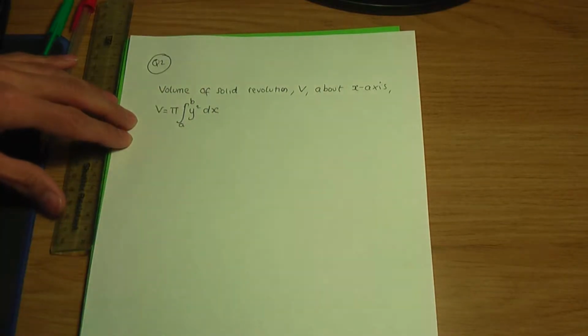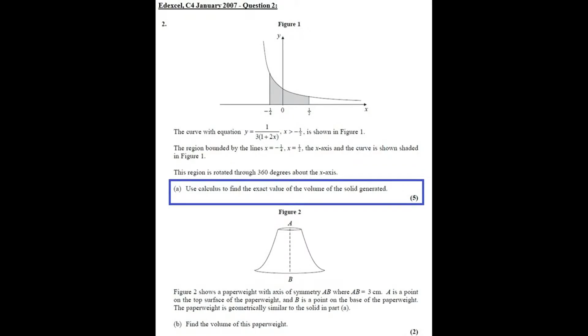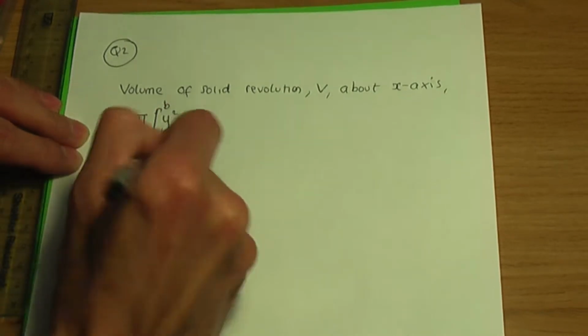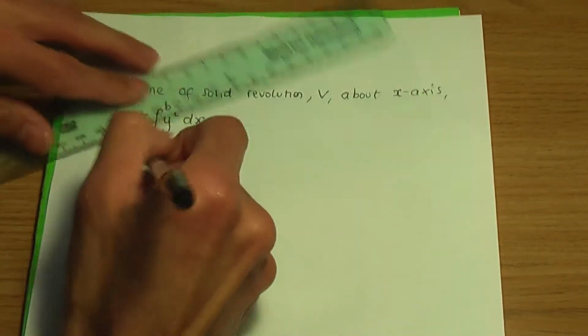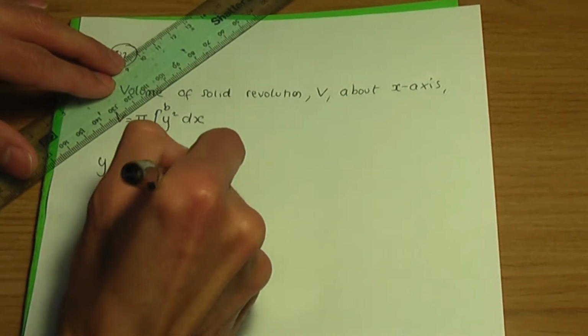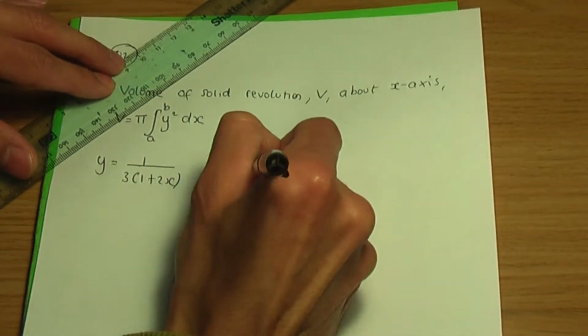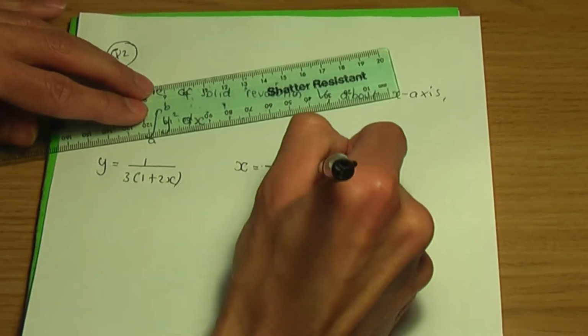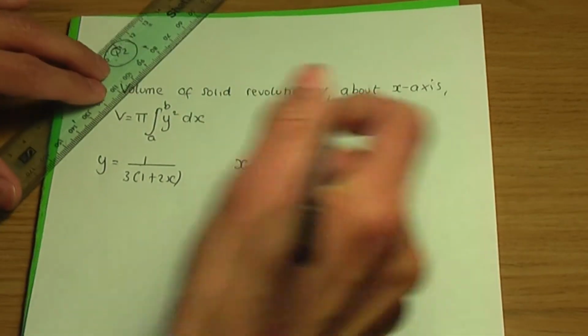So going back to the question, now we have the equation of the curve y. Y is 1 over 3 into 1 plus 2x. And we also have the limits of the integral. The limits are x is equal to minus a quarter and x is equal to half. So let's go back to the paper and pen. So let's make a note. Y is 1 over, so this is the equation of the curve given, 3 into 1 plus 2x. And we have the limits x is equal to minus a quarter and x is equal to plus a half.